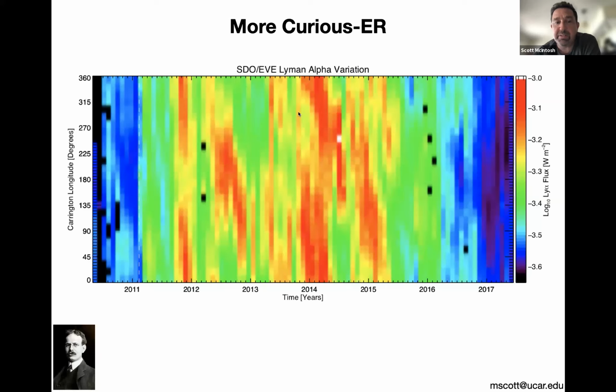So February 11th, 2011, believe it or not, the first X-class flare of cycle 24 happened within one rotation of February 11, 2011. And the last one occurred in September of 2017. But before that, the event switched off in September of 2016.